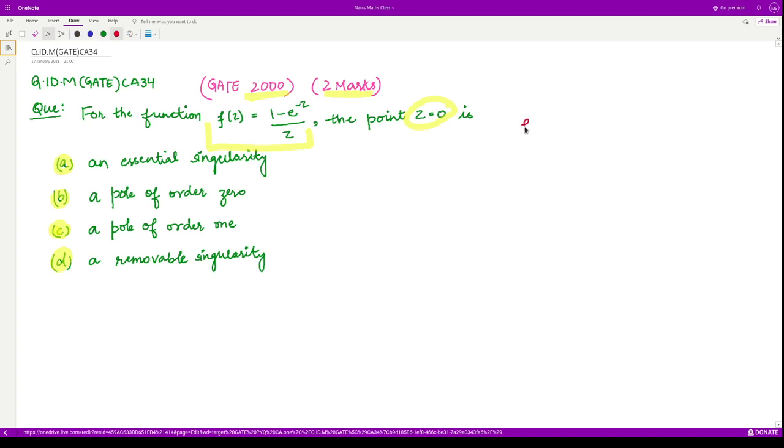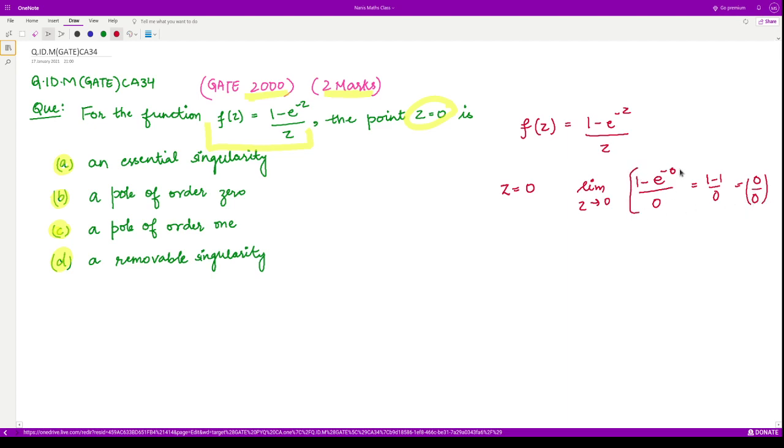So here the function f of z is given to be 1 minus e to the power minus z divided by z. So now obviously if you substitute z is equal to 0 into this function, that means if you take the limit of this function as z goes to 0, it would be 1 minus e to the power minus 0 divided by 0. So it would be 1 minus 1 by 0. So ultimately it would be 0 by 0 form. So this form is not defined.